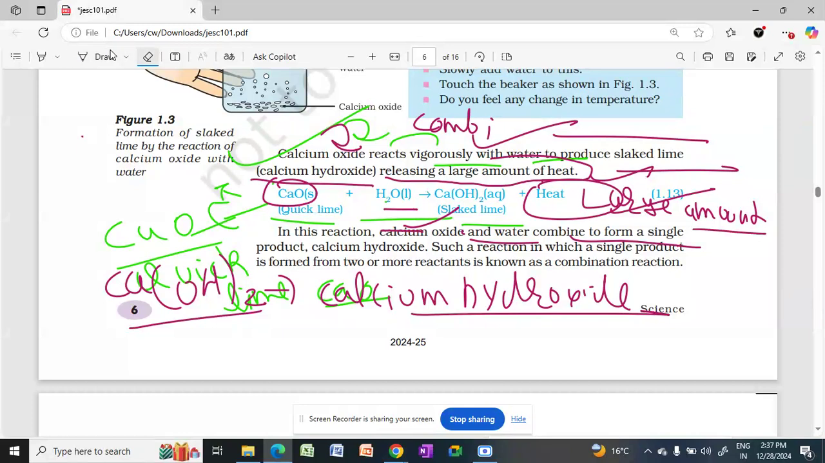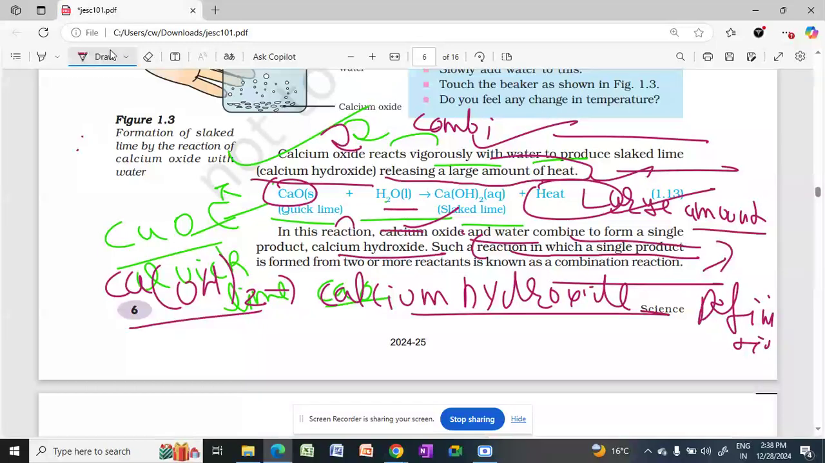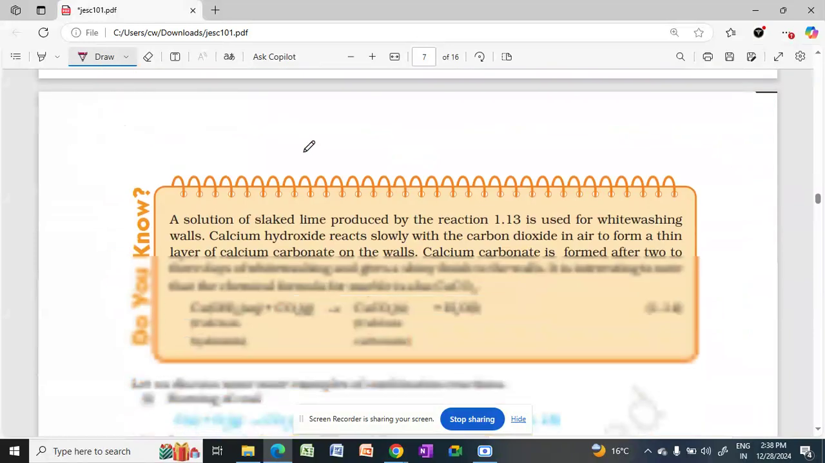You will write that in the case of the preparation of slaked lime, calcium oxide reacts with water, and then you will write the reaction. In this reaction, calcium oxide and water combine to form a single product, calcium hydroxide. Such a reaction, this is the definition right here in the NCERT, is the definition of a combination reaction, in which a single product is formed from two or more reactants.